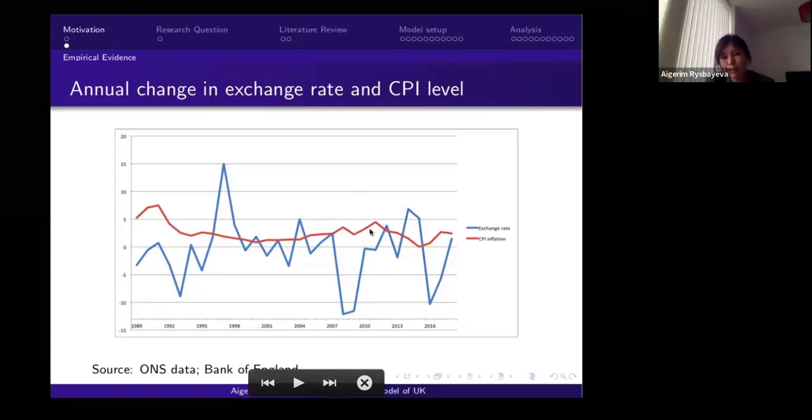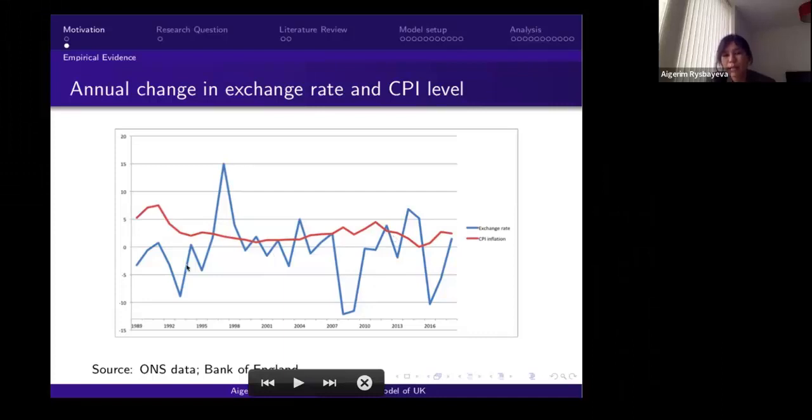The changes are moderate. The same pattern can be observed in 2016 when the UK left the EU, the Brexit. So again, the exchange rate has declined a lot, but the CPI level increased just slightly. So what do we conclude from this graph? We can make two conclusions. The first one, the exchange rate pass-through is indeed imperfect. Why? Because there are sharp increases or drops in the exchange rate, but moderate changes in CPI levels.